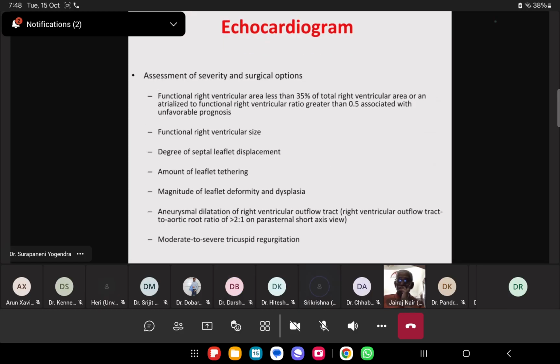Assessment of severity and surgical options. Functional right ventricular area less than 35% of the total right ventricular area or an atrialized to functional right ventricular ratio greater than 0.5 is associated with unfavorable prognosis.